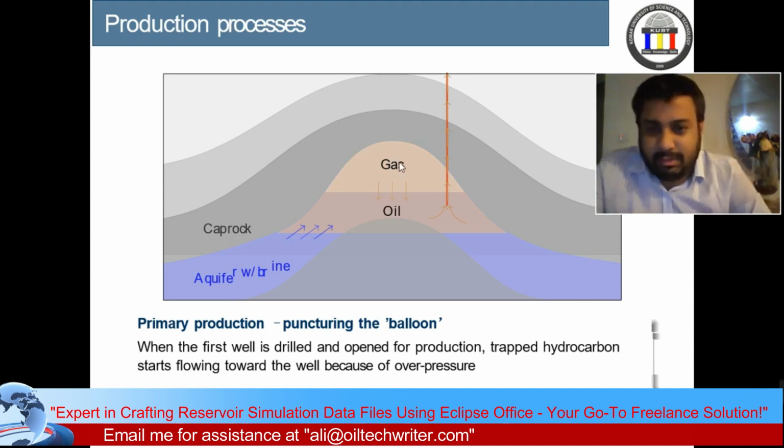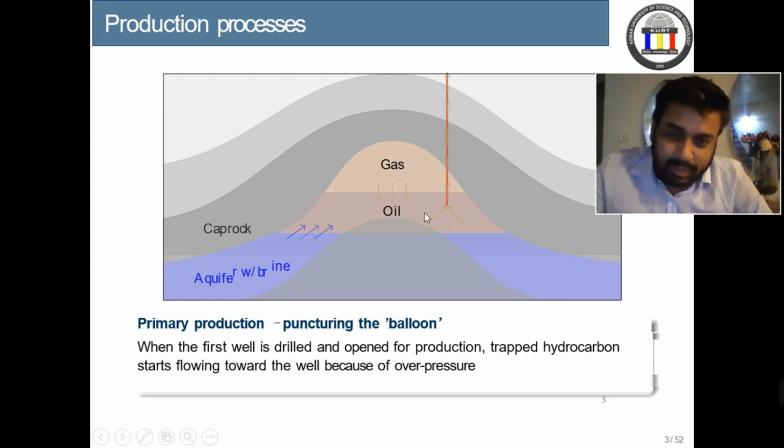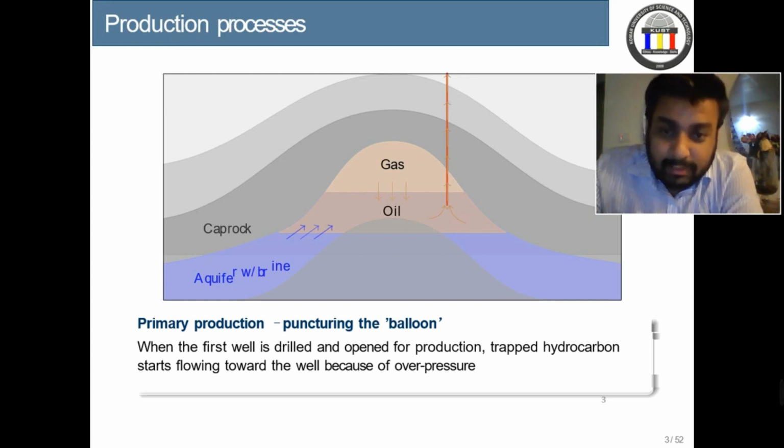As you know, because of the density, we have gas, then we have the oil, and then we have the aquifer, which is the water. And what we do, we put the well. Usually we put the well in the oil zone, as I have always told you, because our main concern is to produce oil. This is one of the reasons.